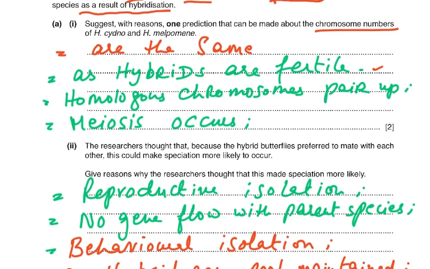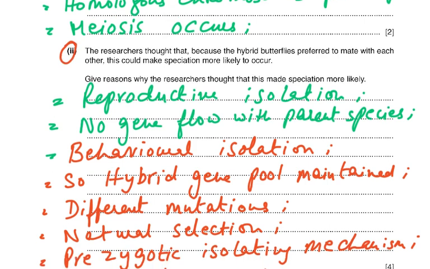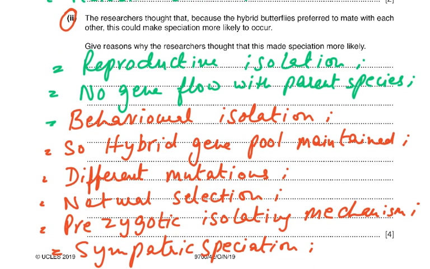Then we come to the second part of the question. Now the second part of the question is again a very, very direct question, but you can figure it out from the question. The researchers thought that because the hybrid butterflies prefer to mate with each other, this could make speciation more likely. If it's speciation, well then of course you write everything you know about speciation. Give reasons why the researchers thought this made speciation more likely.